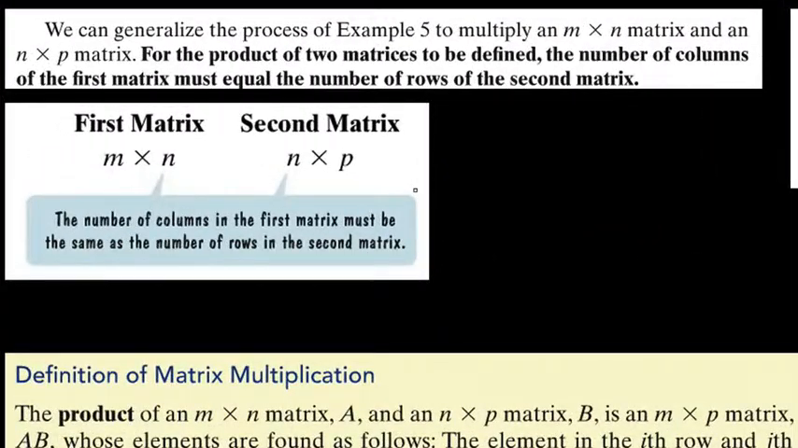Okay, YouTube, in our last video we looked at matrix multiplication, kind of the processes behind that, but specifically with multiplying two 2x2 matrices. And what we want to do in this video is extend this to be true for any ordered matrices, so long as it is defined. And so we're going to talk about the definition of matrix multiplication in general here.